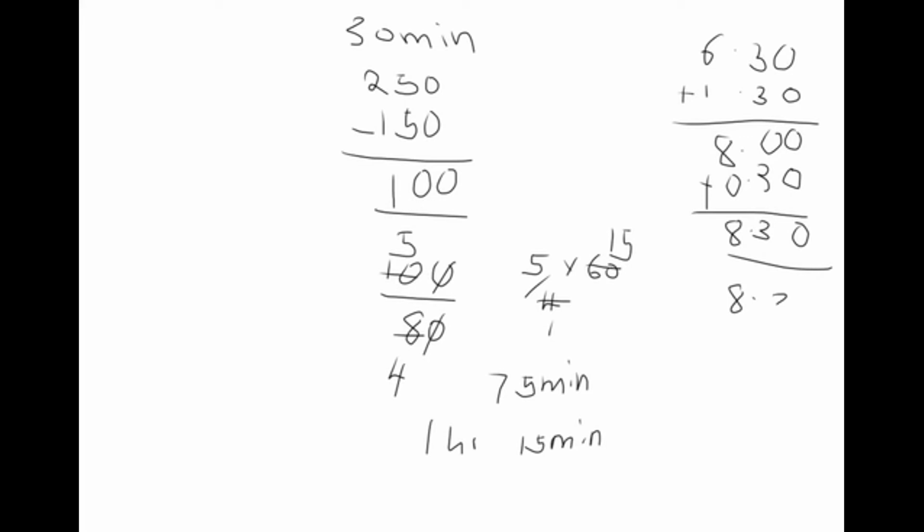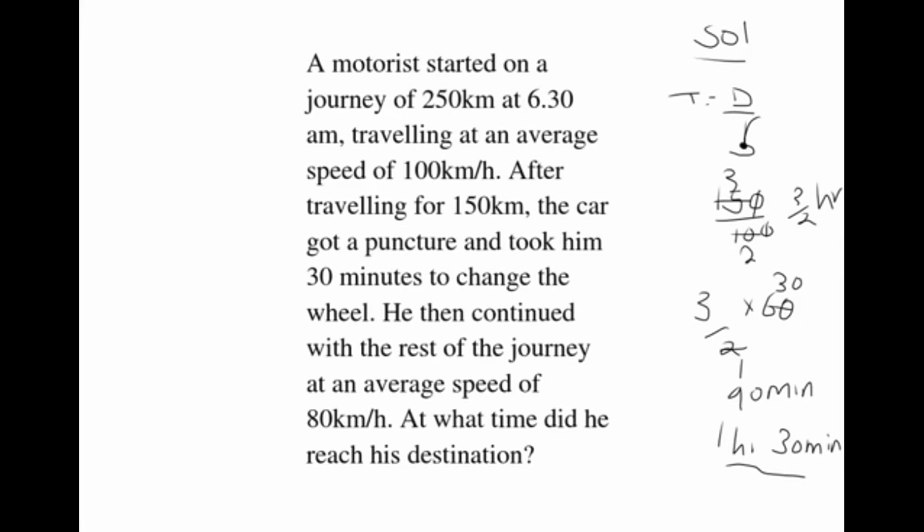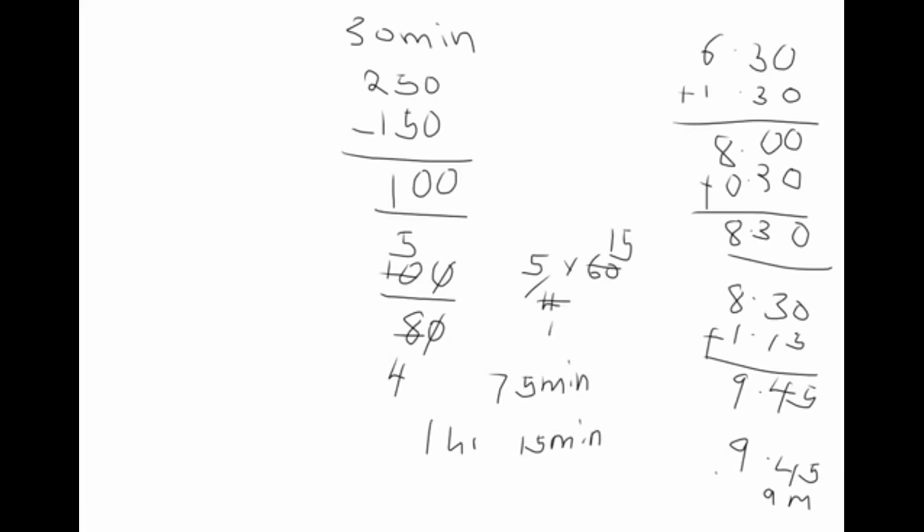8:30, 1 hour and 15 minutes. 30 plus 15 is 45. 8 plus 1 is 9. So he arrived at 9:45 a.m. Therefore, our correct choice is choice B.